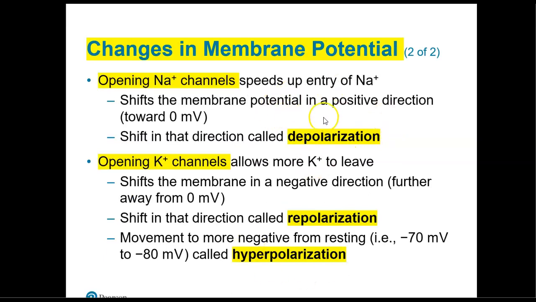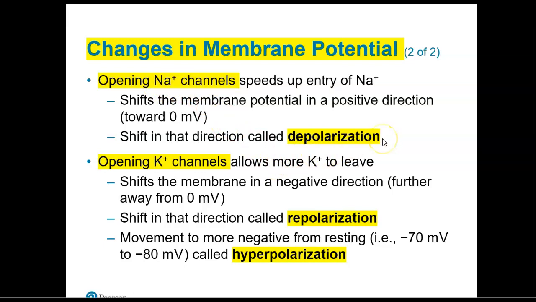Now, if we want to change the membrane potential, which is negative 70, we can cause it to go in a more positive direction towards 0. And that's called depolarization. Shifting the membrane potential in a more positive direction is called depolarization. This is necessary to generate an action potential. And this happens when we open sodium channels and allow sodium to come into the cell. When sodium comes in, since sodium is positive, it's going to make the membrane potential more positive.